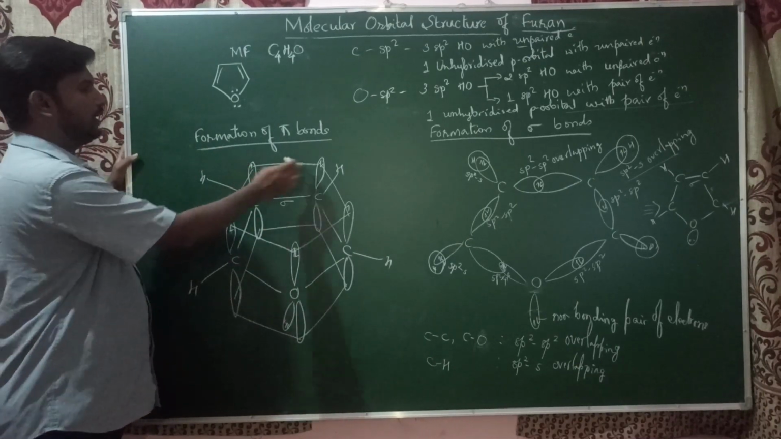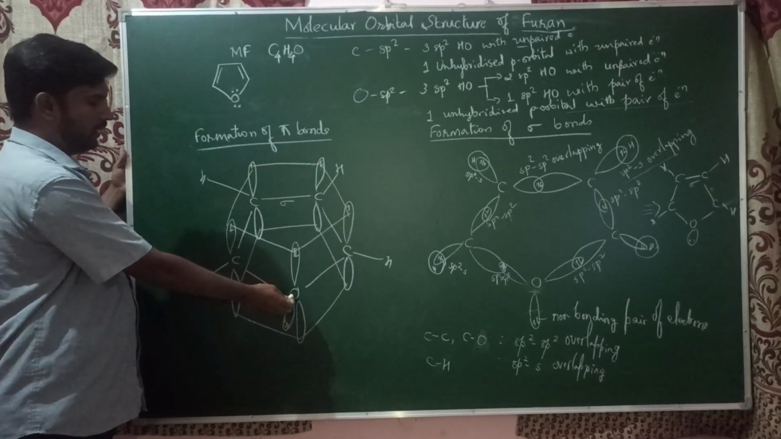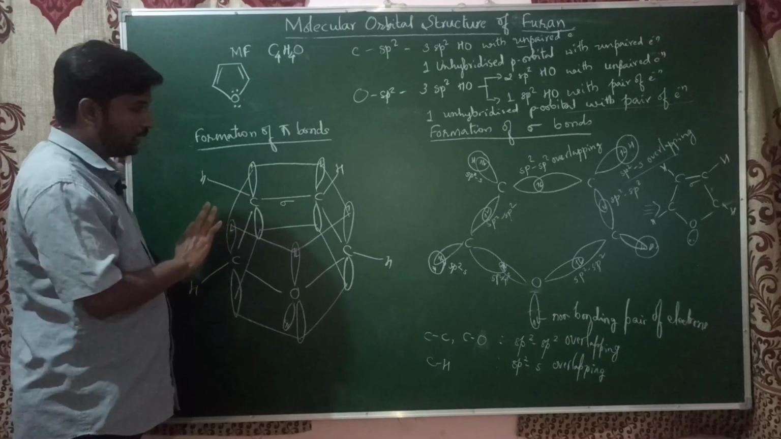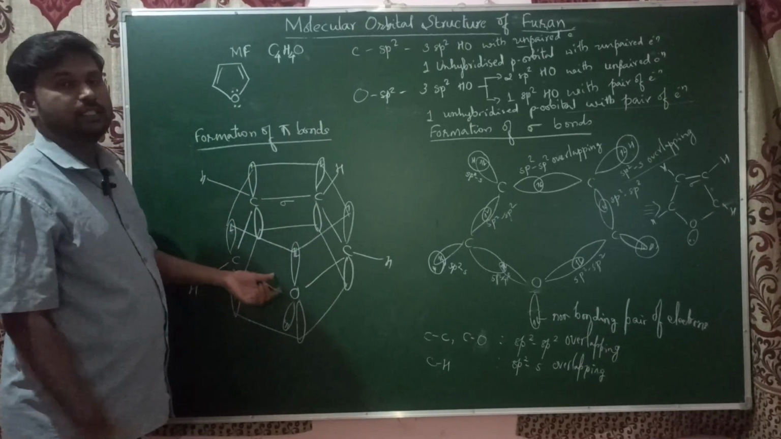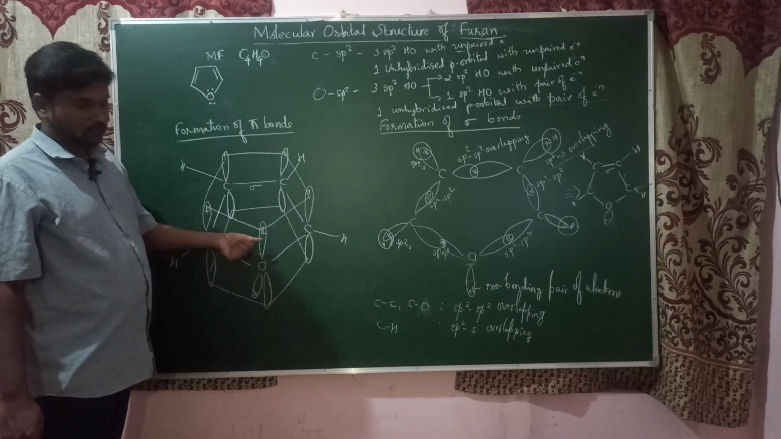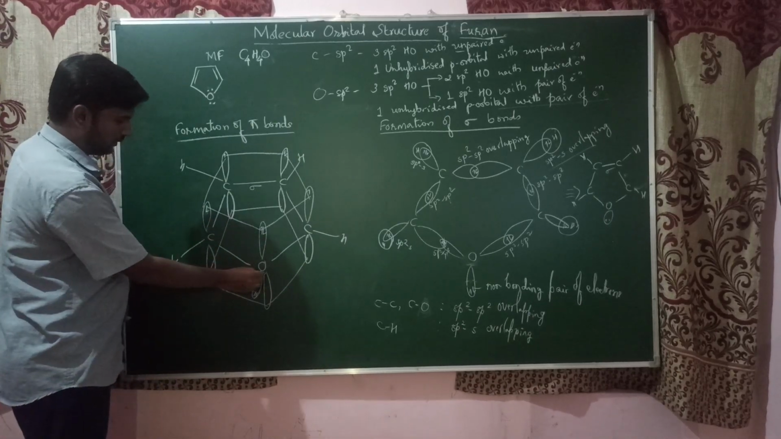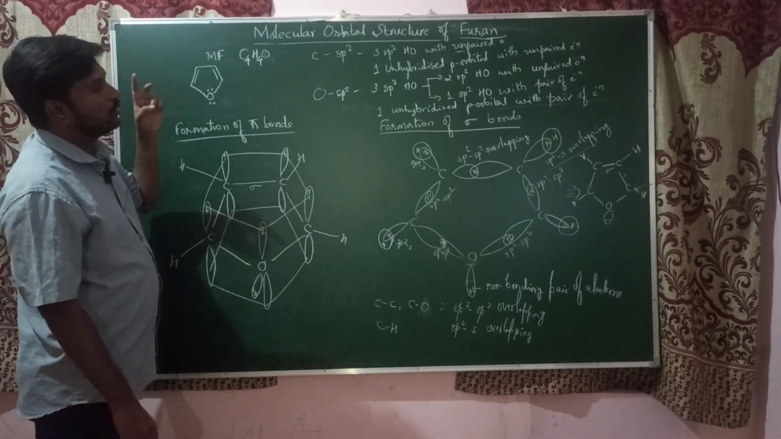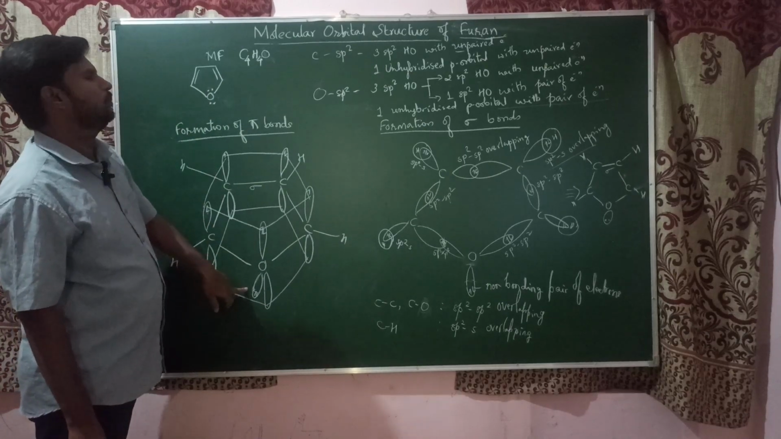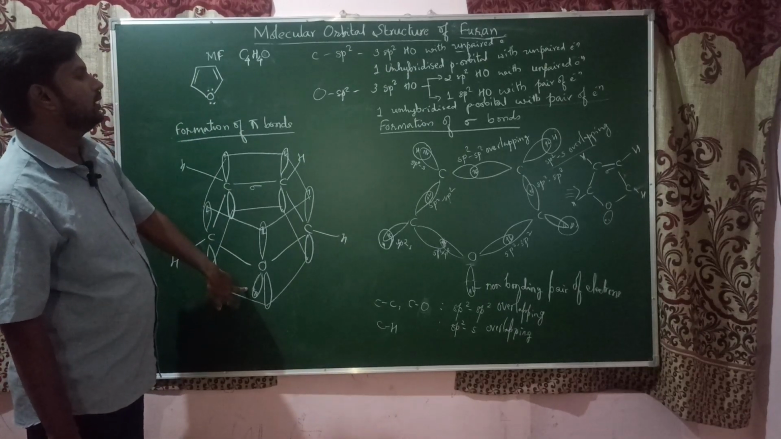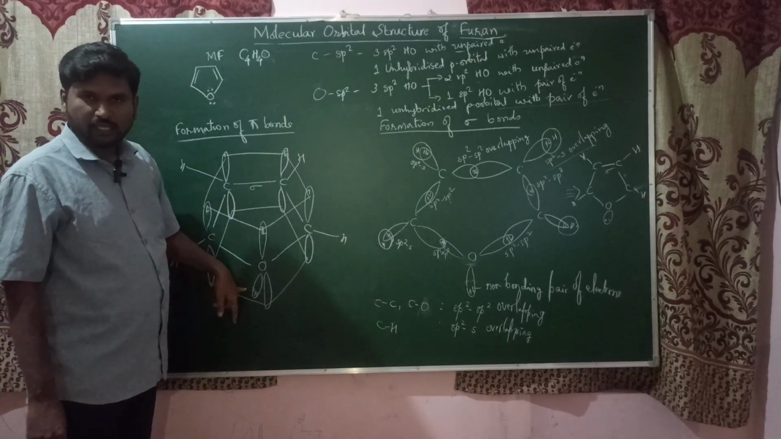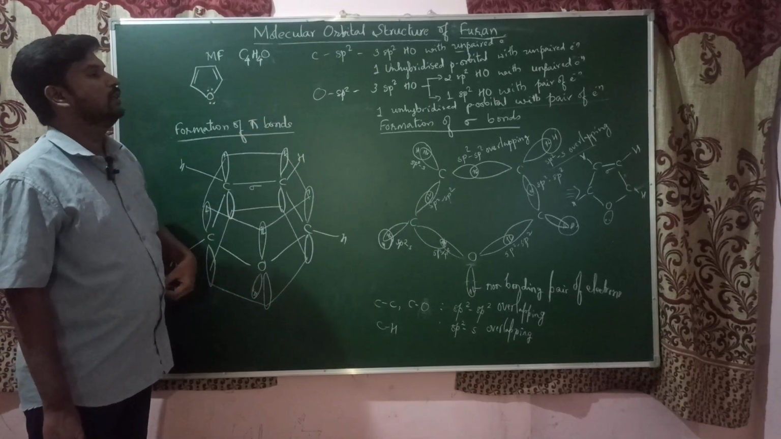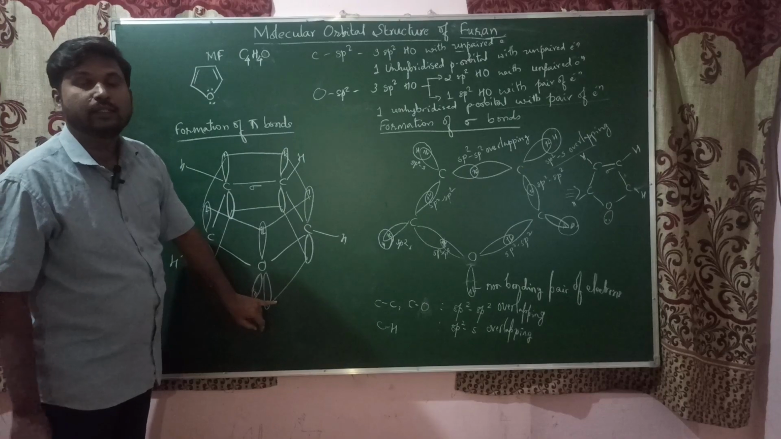Here the carbons all have unhybridized p orbitals, and oxygen has an unhybridized p orbital. Each carbon contributes its electron, and oxygen gives one pair of electrons. The other pair is non-bonding, as it is; you can see it does not form any kind of bond. So in the case of oxygen there are two orbitals: one is hybridized, not forming any bond, with a pair of electrons, and there is also one unhybridized p orbital with a pair of electrons that forms a pi bond.